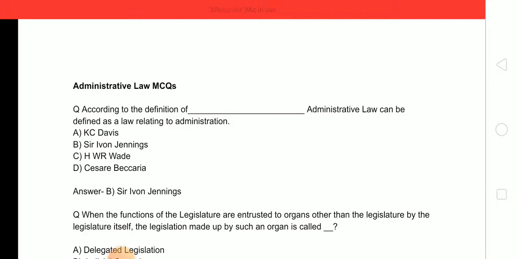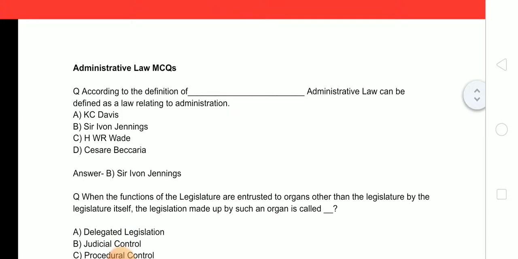Let's start. First question is, according to the definition, administrative law can be defined as a law relating to administration. So this definition is given by whom? That administrative law can be defined as a law relating to administration, and the correct answer is Sir Ivor Jennings.